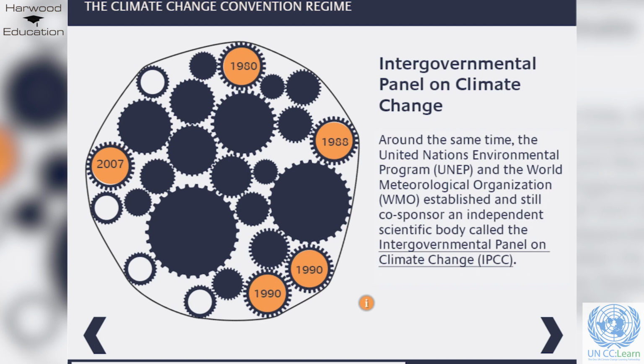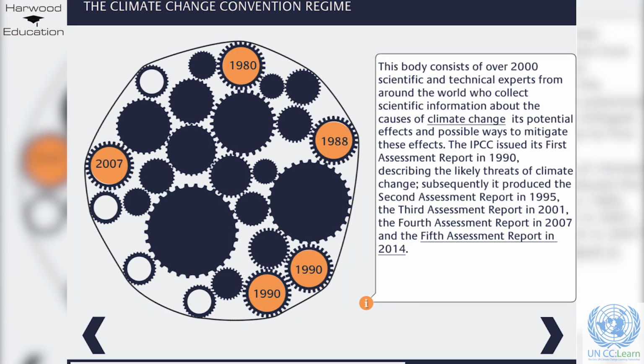1990. Intergovernmental Panel on Climate Change. Around the same time, the United Nations Environmental Programme, UNEP, and the World Meteorological Organization, WMO, established and still co-sponsor an independent scientific body called the Intergovernmental Panel on Climate Change, IPCC. This body consists of over 2,000 scientific and technical experts from around the world who collect scientific information about the causes of climate change, its potential effects, and possible ways to mitigate these effects.